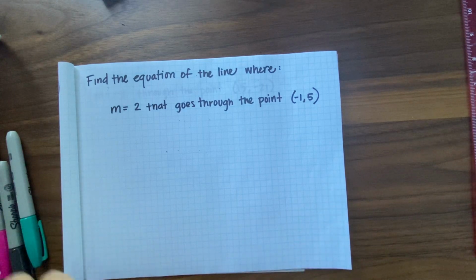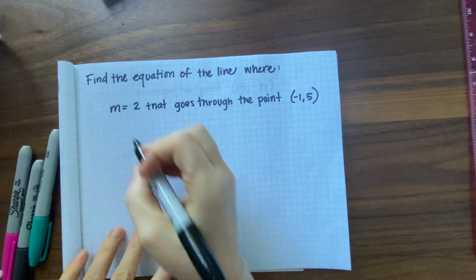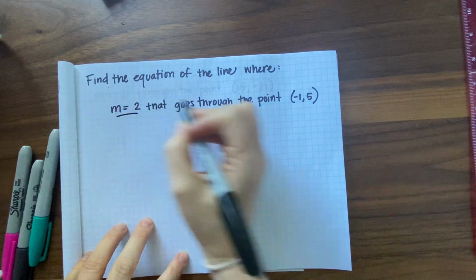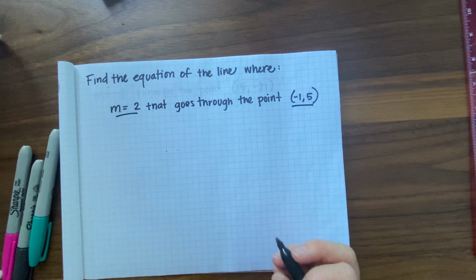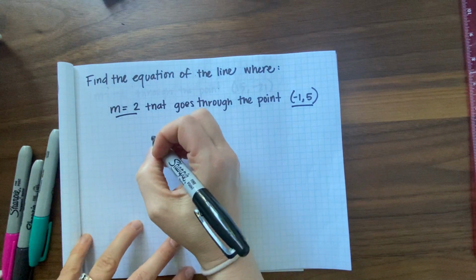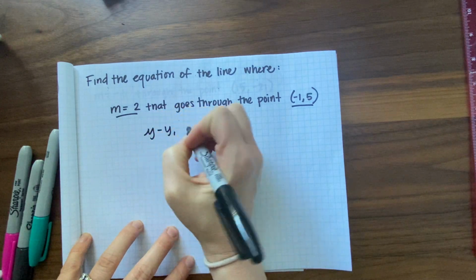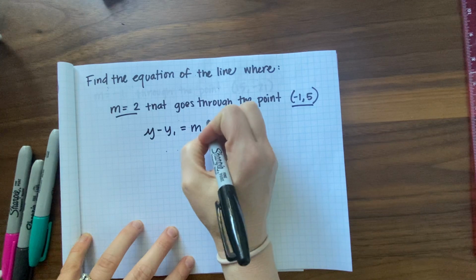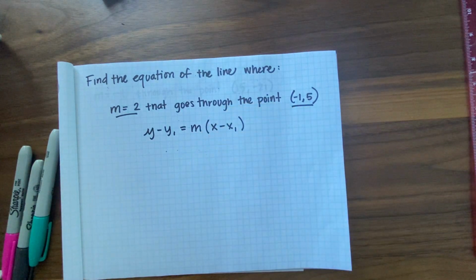Okay, now we're going to try some examples of finding the equation of the line when we're given the slope and we're given a point. And what we're going to do is use our point slope formula, which comes from just our slope formula. So it's y minus y1 is equal to m times the quantity x minus x1. And we're going to practice this.